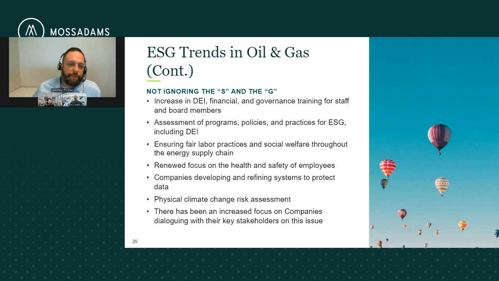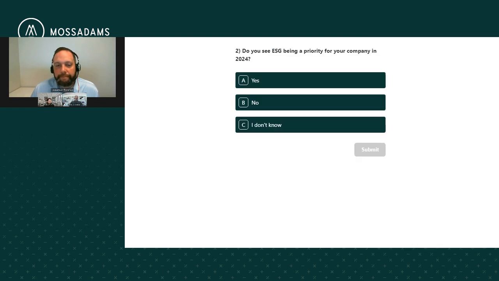But I think before we do that, I think we have another polling question. Thanks, Jonathan. Yes. Do you see ESG being a priority for your company in 2024? A, yes. B, no. C, I don't know. And as a reminder, if you would like to receive CPE credit for today's webcast, you will need to respond to at least 3 of the 4 polling questions.